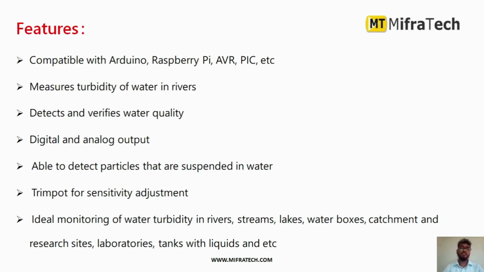You can interface this turbidity sensor in order to measure the turbidity level of any liquid. You can also use it to measure turbidity of water in rivers, and detect and verify water quality. It mainly gives digital and analog output. It can also detect particles that are suspended in water, and there is a pot present in this module. You can adjust the sensitivity of this sensor module by rotating that pot.